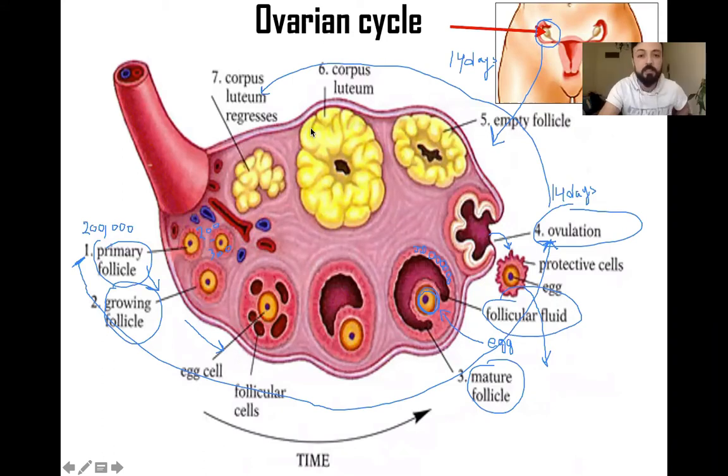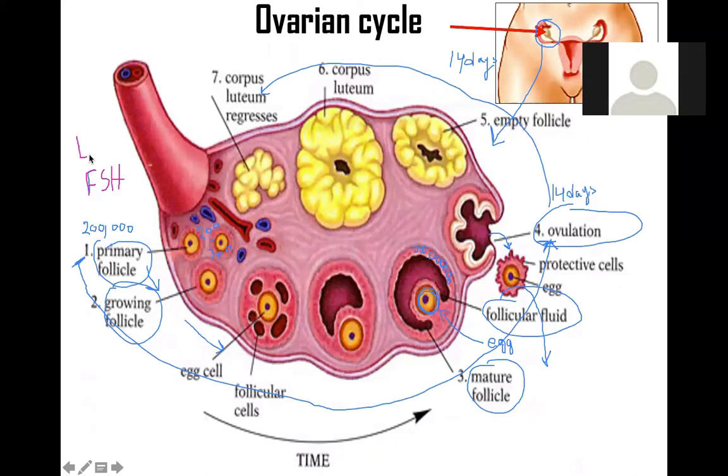If you remember the male reproductive system, we said that there are two hormones that control it. Estrogen? No, not estrogen. FSH and LH. Very good. Two hormones that we call FSH and LH. FSH stands for follicle stimulating hormone. And the other hormone we call LH, which is luteinizing hormone.